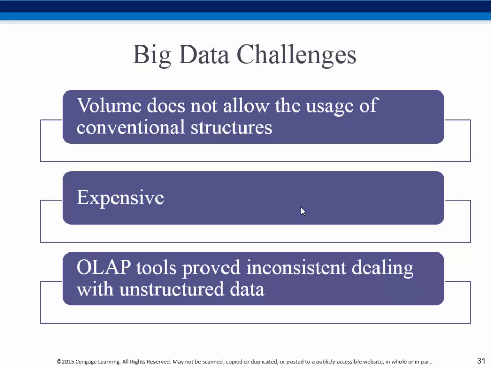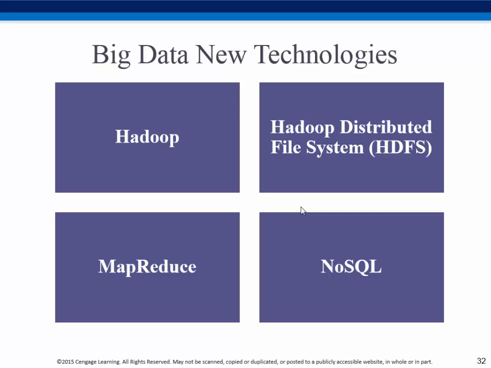Okay, so volume does not allow the usage of conventional structures. Big data is expensive, and OLAP tools provide inconsistent dealing with unstructured data. So those are some problems that they've faced trying to do big data. Big data new technologies: Hadoop distributed file systems, MapReduce, and NoSQL.